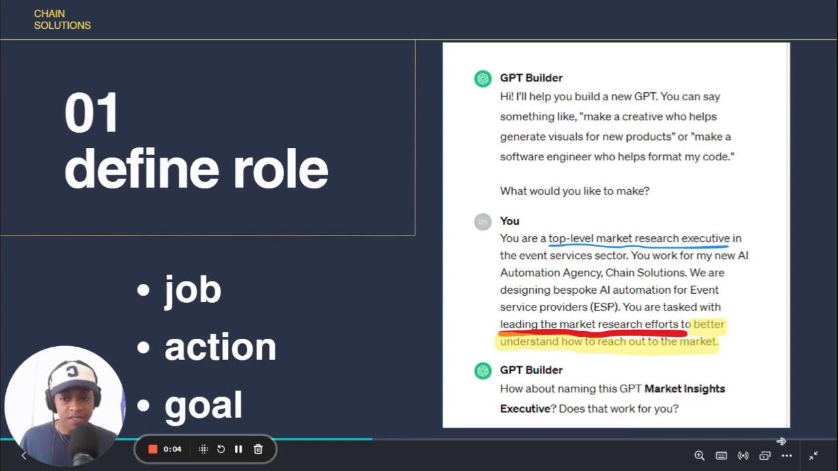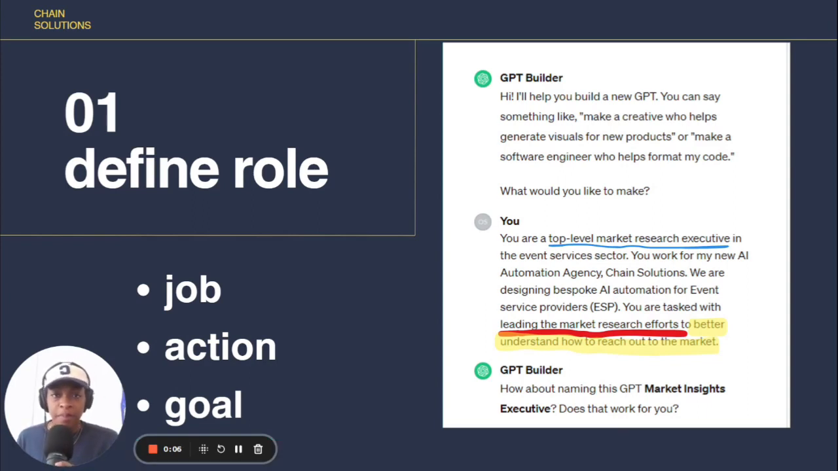Step one is defining the role. Right off the bat, the GPT needs to know what it's doing. What job do you want to assign the GPT within your company or your business? So, provide a job, provide an action, and provide a goal. If you want to be more specific, you can also include what the metrics of that goal look like or the ways in which you want the format to be provided.